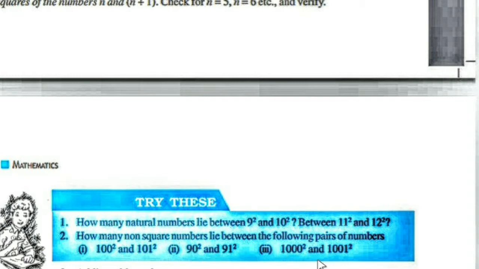Here 1000 square and 1001 square, n equal to 1000 and this is n plus 1. So what is the answer? 2 multiplied by n means 2 multiplied by 1000, so equal to 2000 numbers. So 2000 non-square numbers lie between 1000 square and 1001 square. This again we will discuss in the Google Meet.